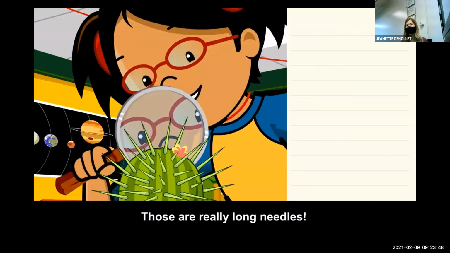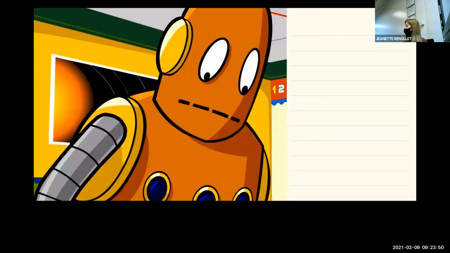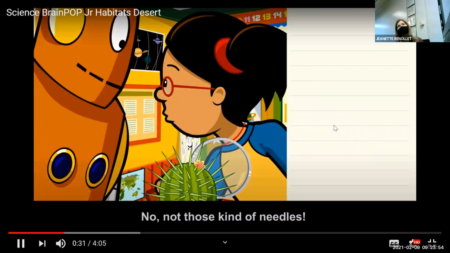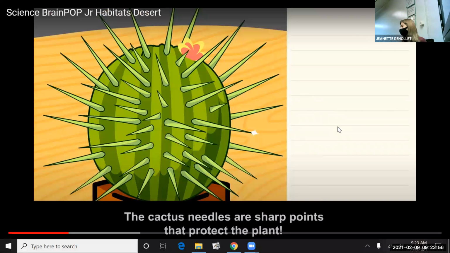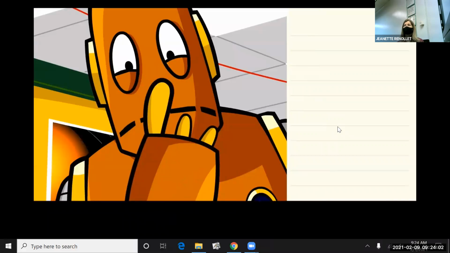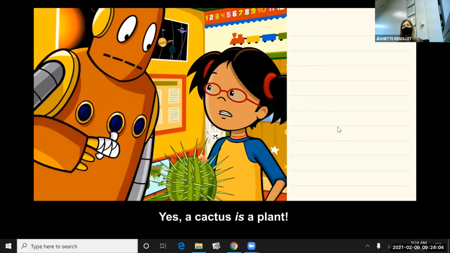Those are really long needles. Listening. No, not those kind of needles. The cactus needles are sharp points that protect the plant. Yes, a cactus is a plant. It grows in a desert habitat.